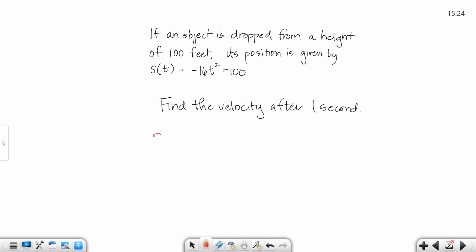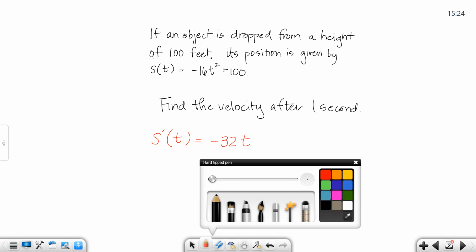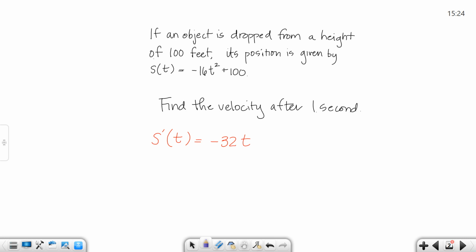Okay, so your velocity is just the derivative. So if you take the derivative of this function, you get negative 32t. That's your velocity for all t. In this particular problem, it asks you when t is 1 second. So that means you're going to plug in 1. So your velocity would be negative 32t. Remember, t is 1. So your velocity would be negative 32.